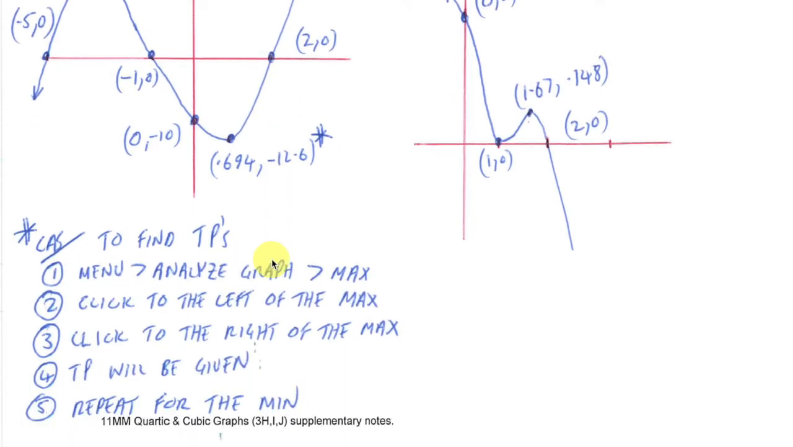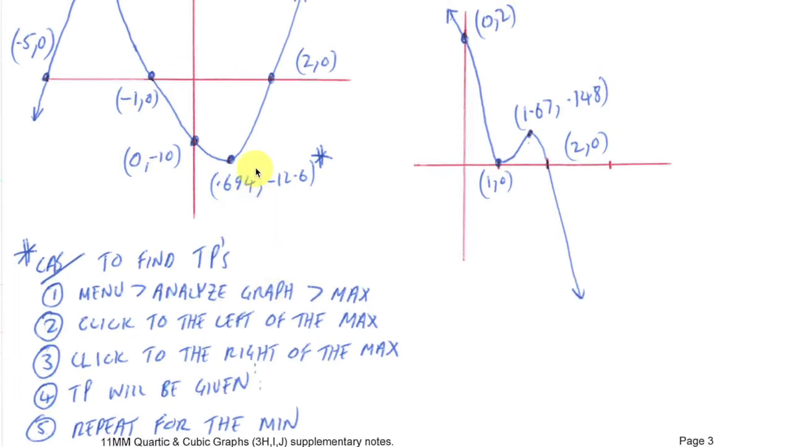So what do I do on my CAS? I put the function in, and then I go menu, analyze graph, and I'm after the max. I click on the left-hand side of it, then click to the right, and the turning point will be given. Do the same thing for the minimum, and I'll show you that now.